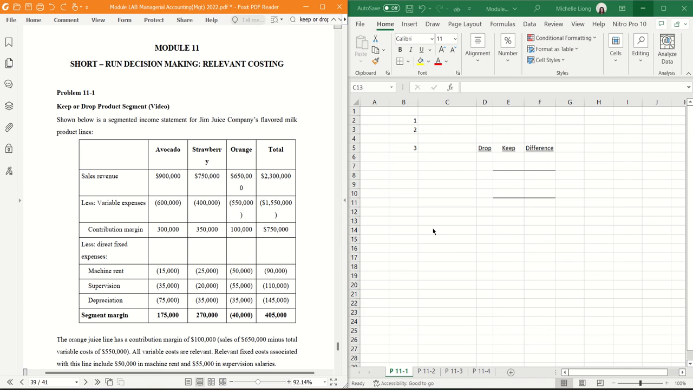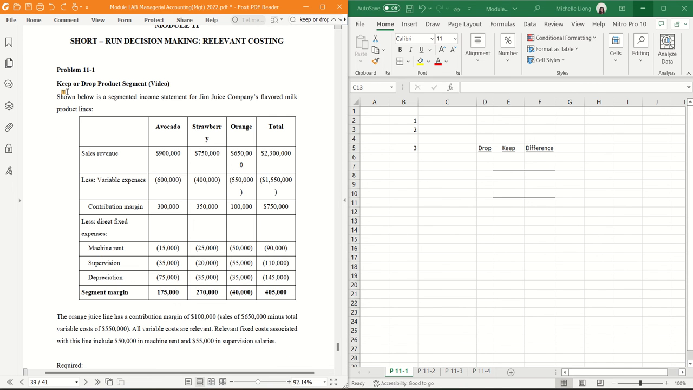Okay, so in problem one, we are learning the keep or drop product segment. In this problem, we're going to learn whether we need to keep this product or we should drop it. Shown below is a segmented income statement for Jim Juice Company's flavored milk. They produce milk, and we have the sales revenue for avocado, strawberry, orange, and the total overall.